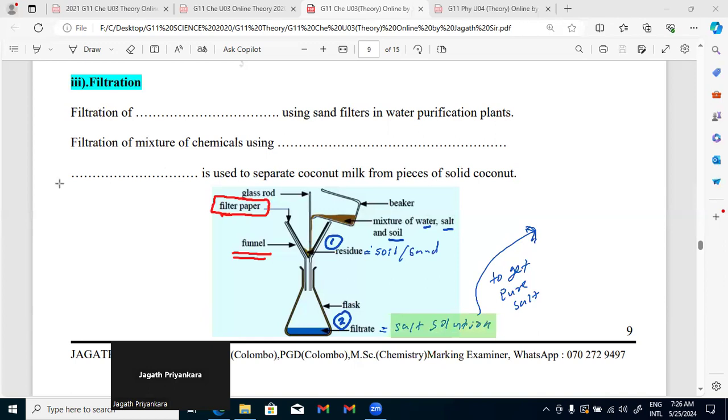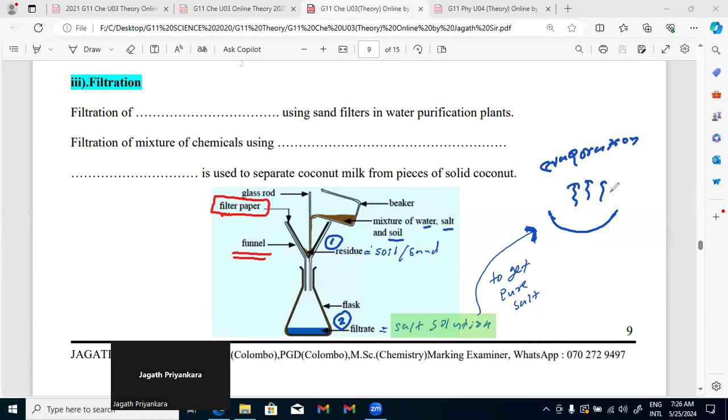How to do it? That's by very good. Yes, Sadhini correct. Sanuka correct. By evaporation. You can take this to evaporate in a dish, by evaporation.